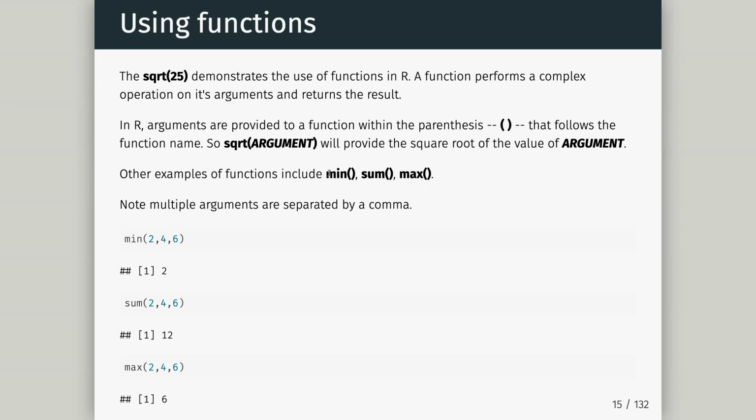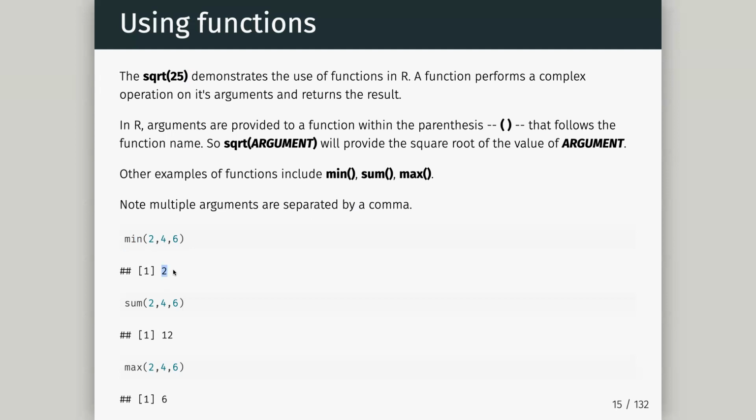Some other really simple functions to know, easy to pick up: min, sum, max. These take arguments in any order. We just need to separate the arguments by a comma, and in functions, your arguments are always separated by commas. So here I'm going to pass 3 arguments to the min function: 2, 4, and 6. It's going to evaluate and find the minimum of all the arguments passed to it. So that gives me 2.